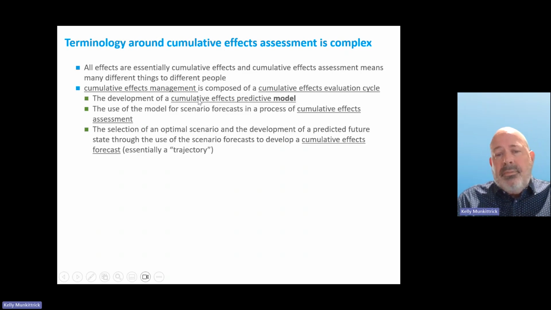Cumulative effects management is composed of a cumulative effects evaluation cycle, which requires the development of a cumulative effects predictive model, the use of that model for scenario forecasts, and a process of cumulative effects assessment.